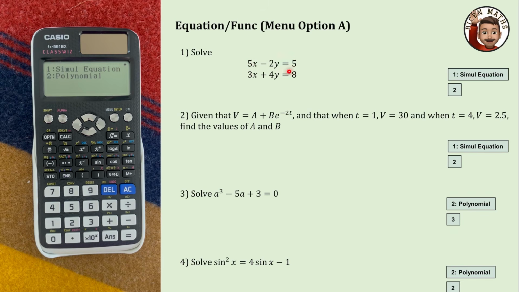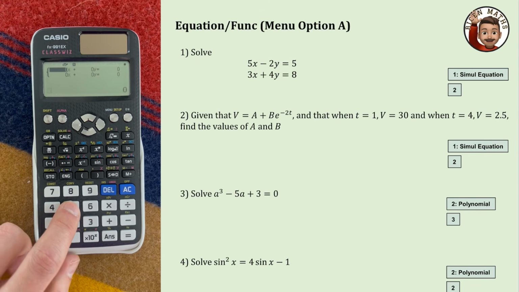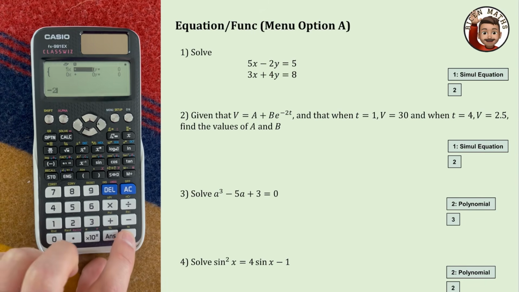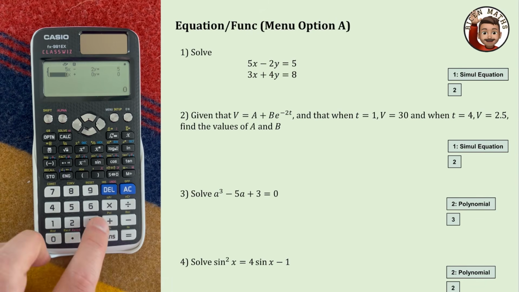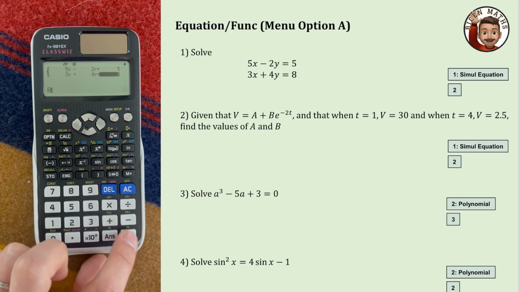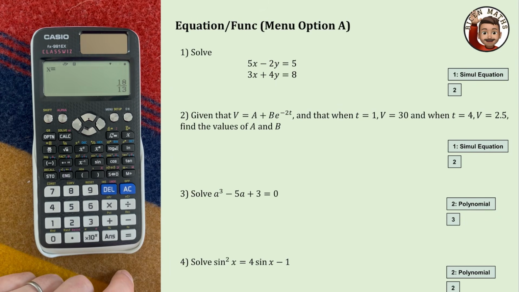So I did this on the previous part. I'm just going to solve these equations simultaneously. So it's a simultaneous equation, which is number 1, and I want there to be 2 unknowns. So this one actually looks really similar to what we've got here. So I can press 5 equals minus 2 equals 5, and then 3, 4, and 8. So this is just going to give me that my answer for x is 18 over 13.